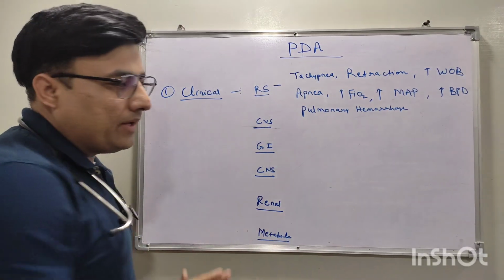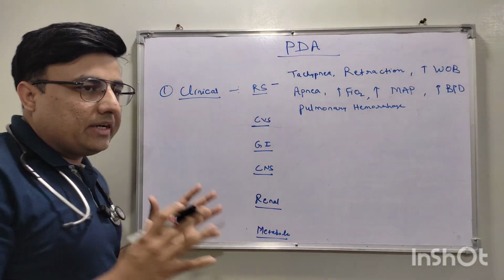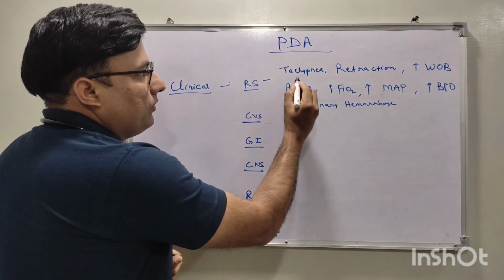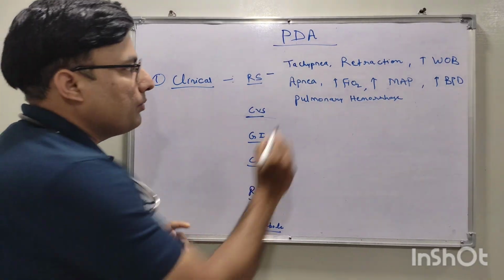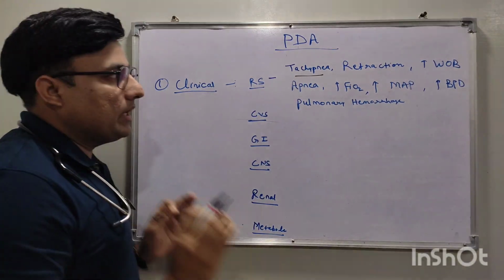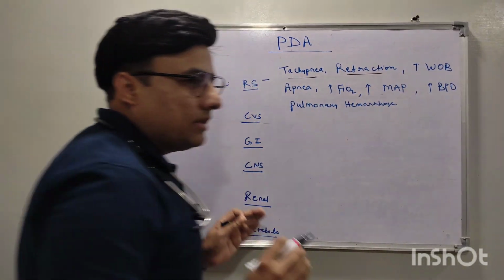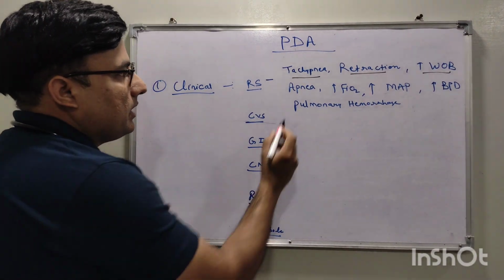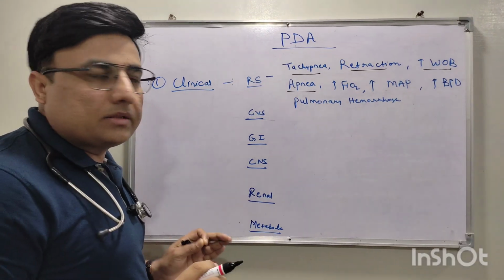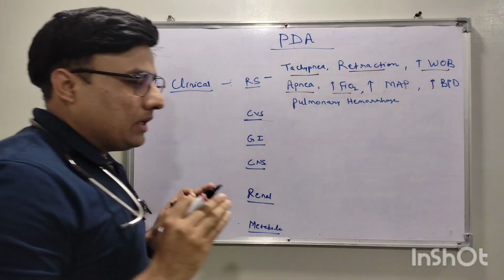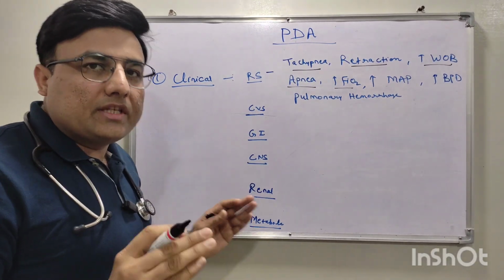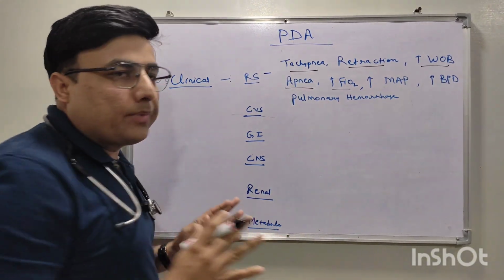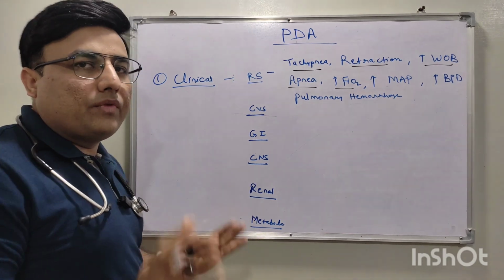In this also, we'll divide system wise. First, the respiratory features of the PDA. In the respiratory system, the baby will have increased respiratory distress in the form of tachypnea, retractions, intercostal retractions, and increased work of breathing. The baby can have recurrent apneas and increased FiO2 requirement. If the baby is on any respiratory support, CPAP or ventilator, the baby can have increased FiO2 requirement or increased pressure requirement on CPAP or ventilator.